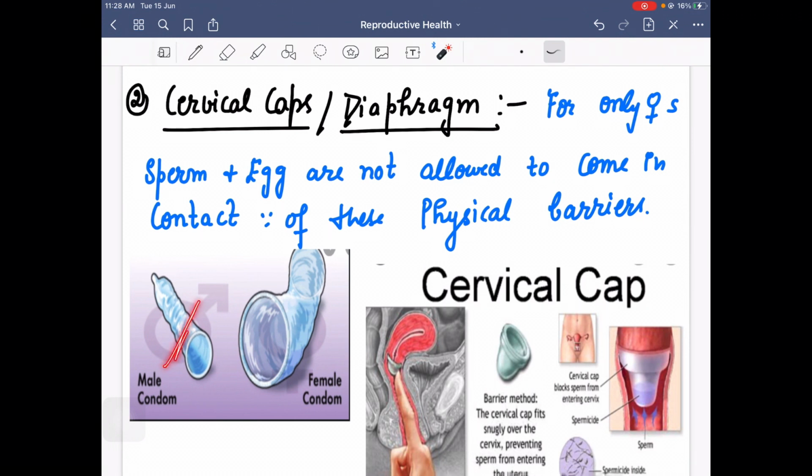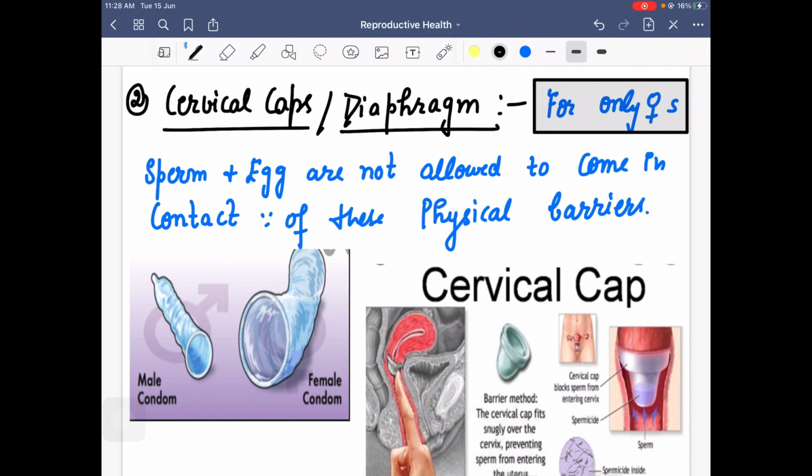Cervical, this is, as you can see, I have given the picture also, this is male condom and this is the female condom. Now cervical caps and diaphragm, here children make a mistake. It is specially available only and only for females, right? Cervical caps and diaphragm, they are not used by the males.